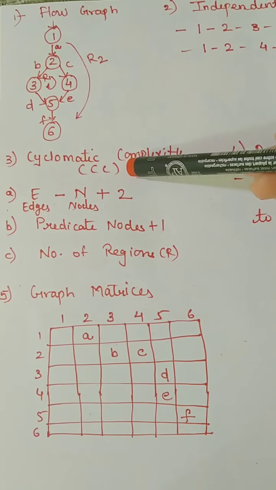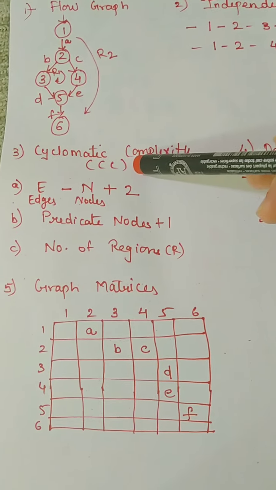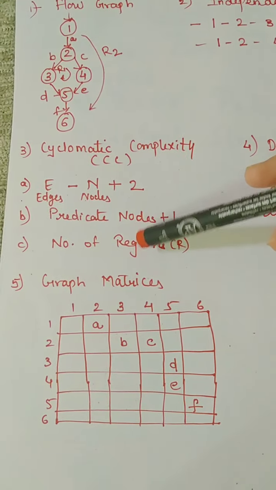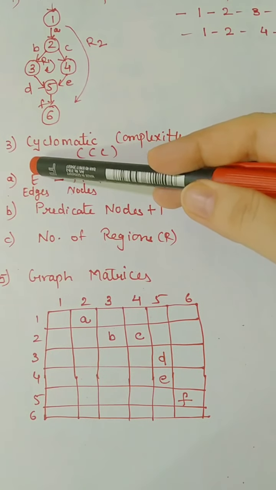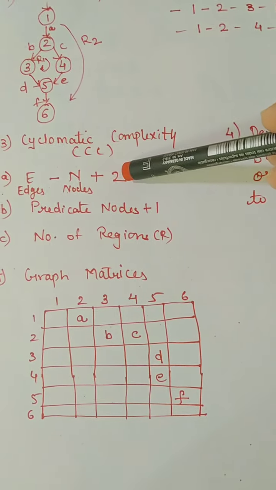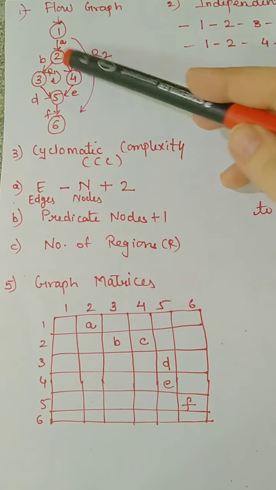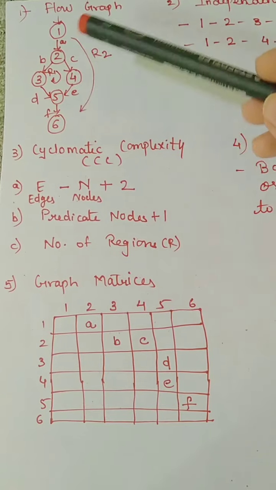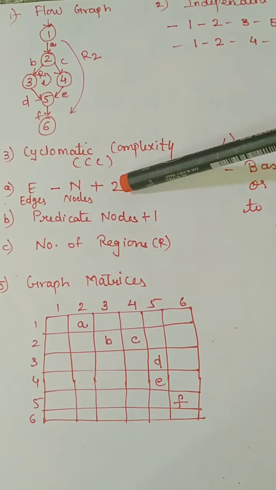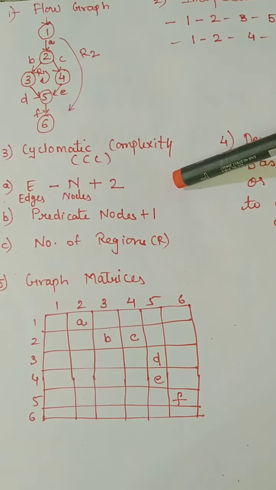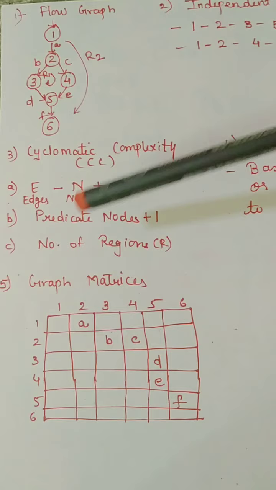Third step is to develop cyclomatic complexity, to check how complex the system is. So there are three formulae through which you can find it out. First one is number of edges minus number of nodes plus 2. So here we have number of edges as 6. Number of nodes is also 6. 6 minus 6 plus 2 will give us the answer 2. Cyclomatic complexity using edges and nodes is 2.